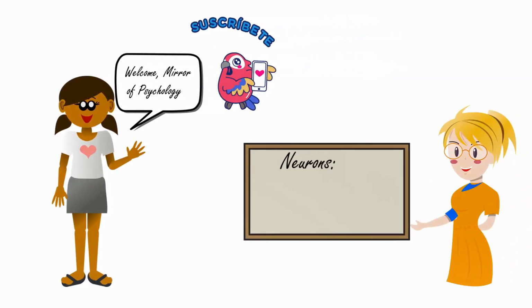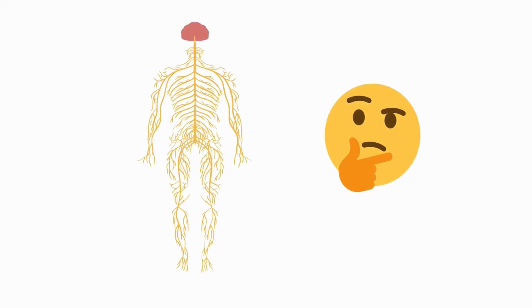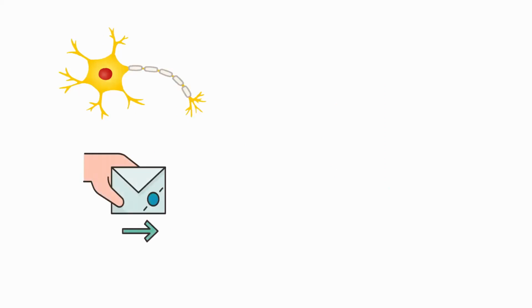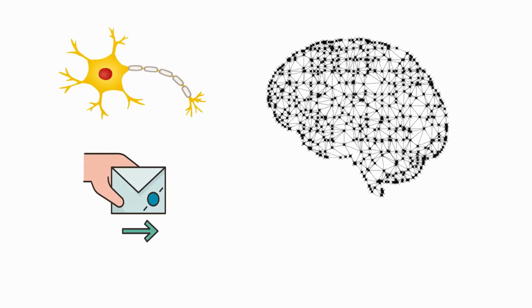Today's topic is neurons, the messengers of the brain. Have you ever wondered how our brain communicates with itself and our body? Well, it's all thanks to the special cells called neurons. Neurons are like tiny messengers in our brain, helping brain cells to communicate with each other and with the rest of our body. In fact, our brain is packed with about 100 billion of these amazing neurons.